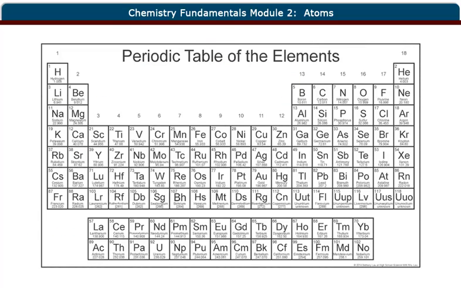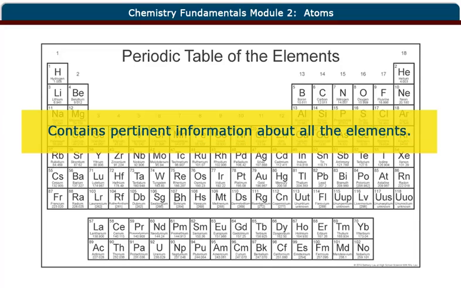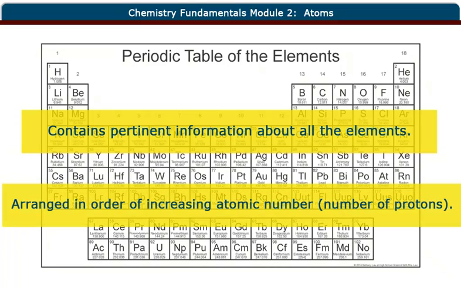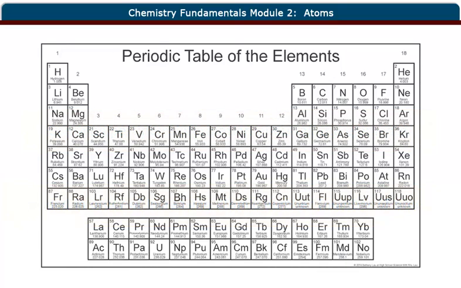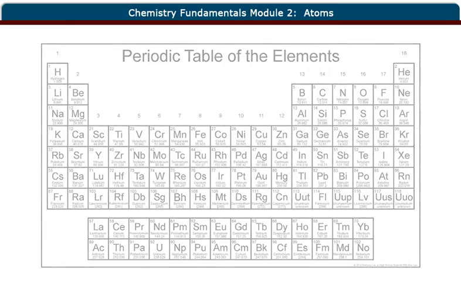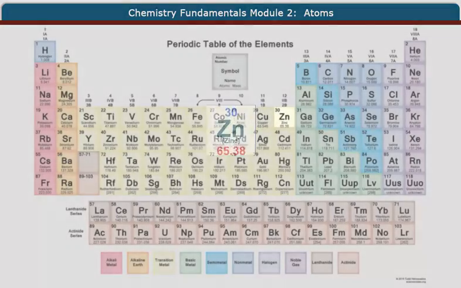The periodic table of the elements contains pertinent information about all the elements. The periodic table is arranged in order of increasing atomic number, that is the number of protons in the atom of the element. A copy of the periodic table, similar to the one shown here, is included with your chemistry exam reference material. Or, you can Google periodic table and find a wide assortment of printable tables. Keep in mind though, on the exam, you will only be allowed to use the periodic table provided in the reference guide. Let's take a look at the element zinc.